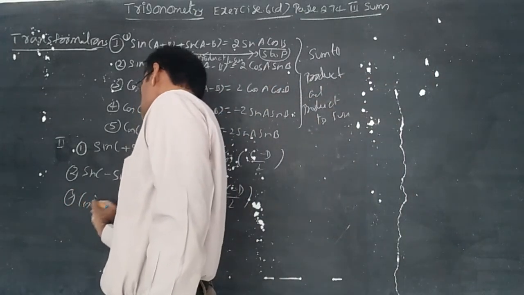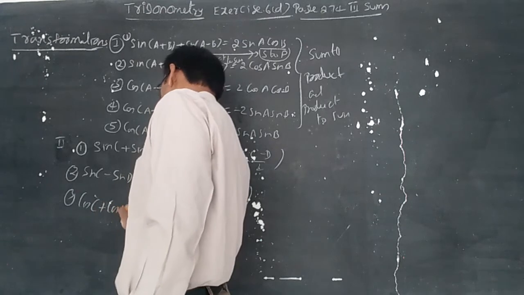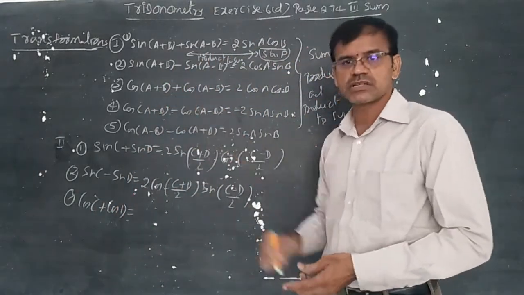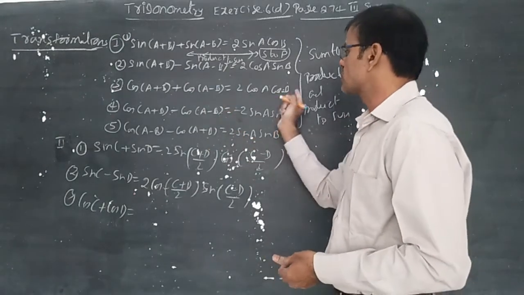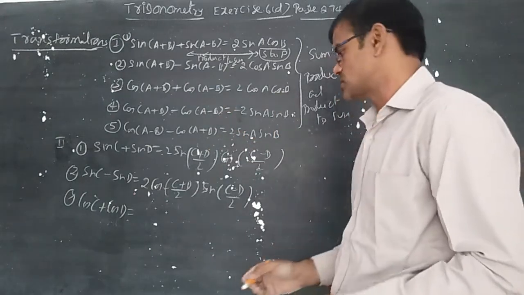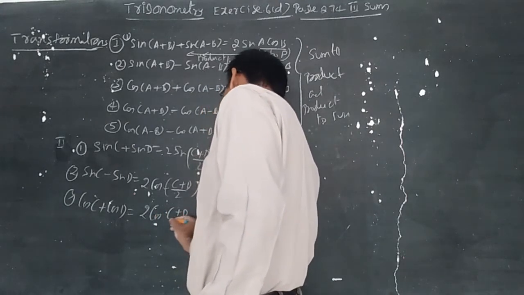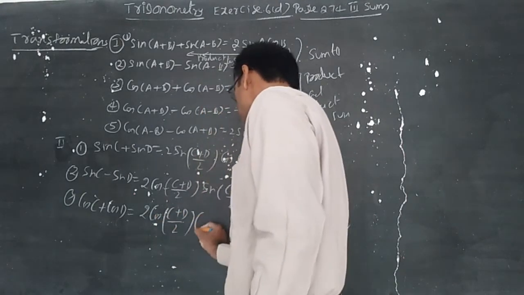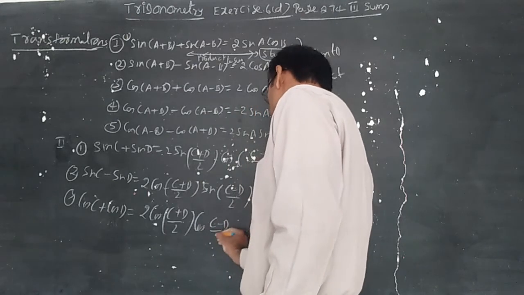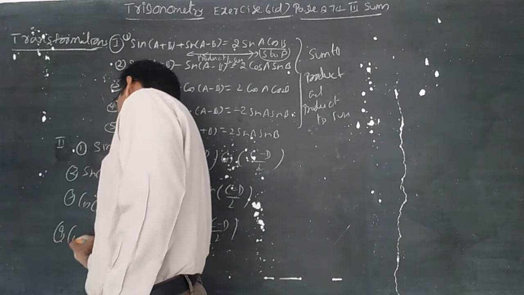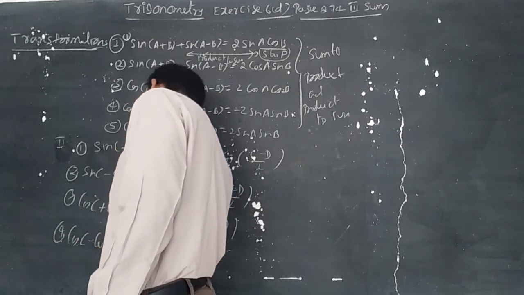Third one: cos c plus cos d. Whenever cos of a plus b plus cos of a minus b is there, we get 2 cos a cos b. In the similar way, you can write here 2 cos of c plus d by 2 into cos of c minus d by 2. Next, fourth one: cos c minus cos d.